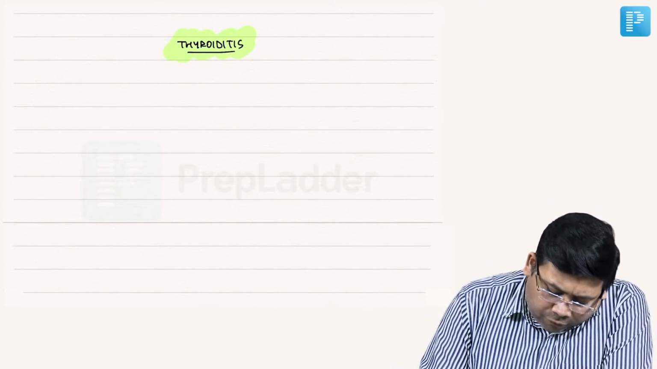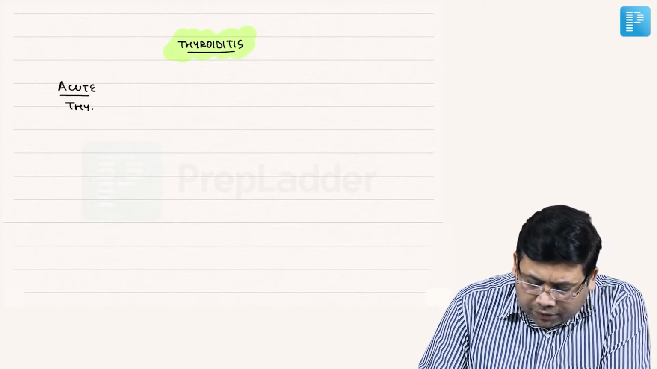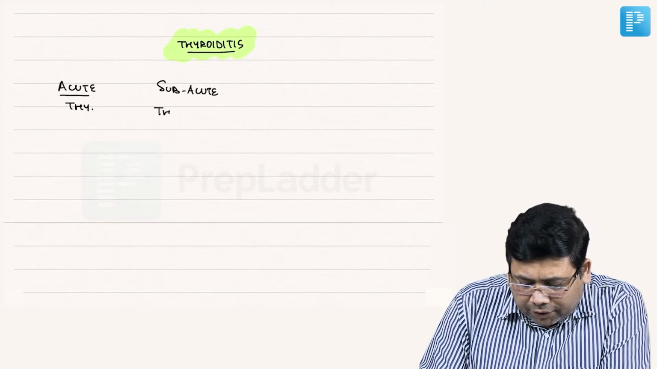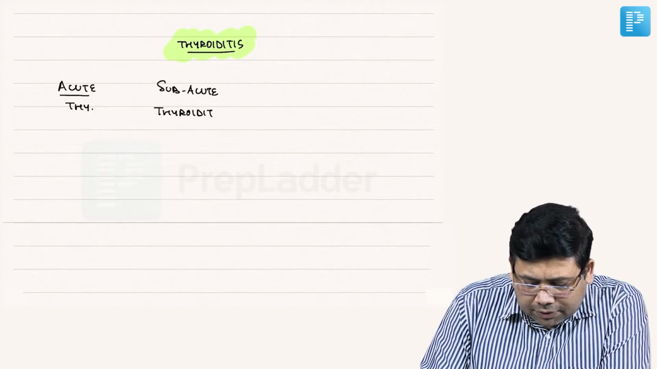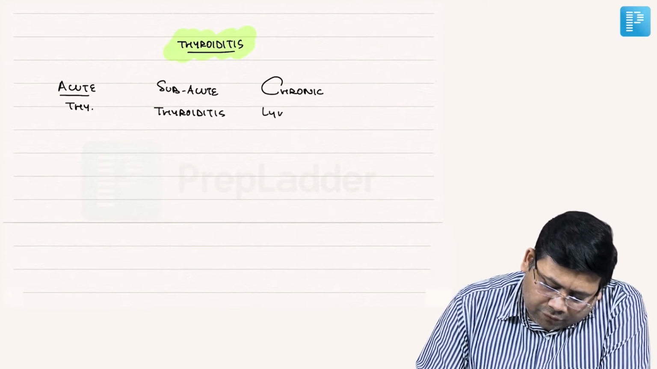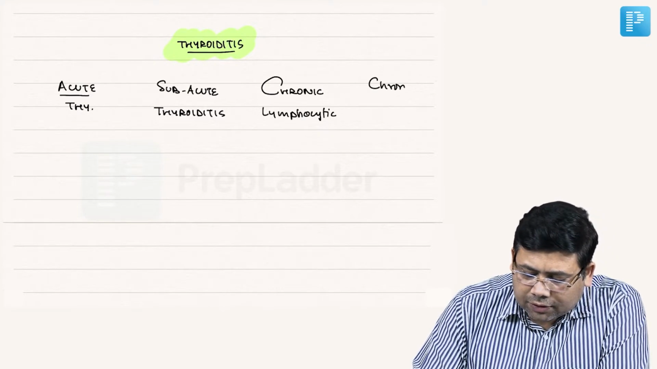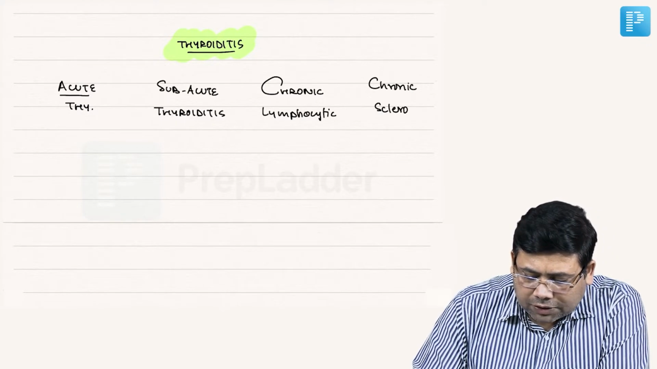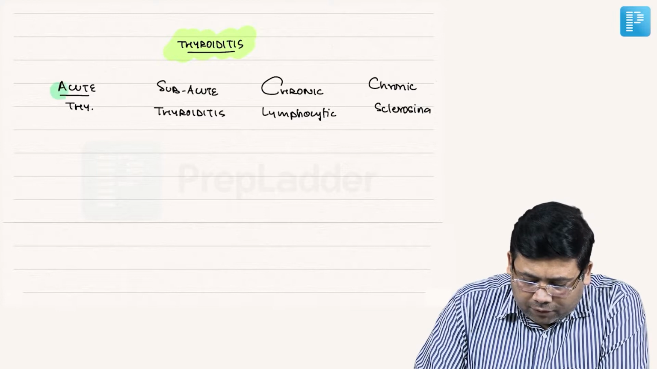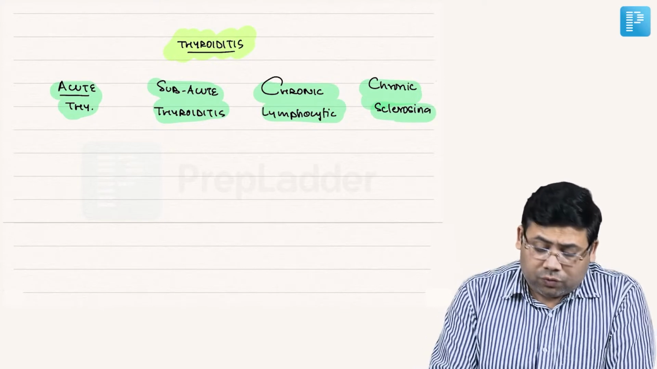Let us see. We have 4 thyroiditis. We have acute thyroiditis, we have subacute thyroiditis, we have chronic lymphocytic thyroiditis, and we have chronic sclerosing thyroiditis. So let us try to understand them. What is acute thyroiditis, subacute, chronic lymphocytic and chronic sclerosing? What are they also known as?